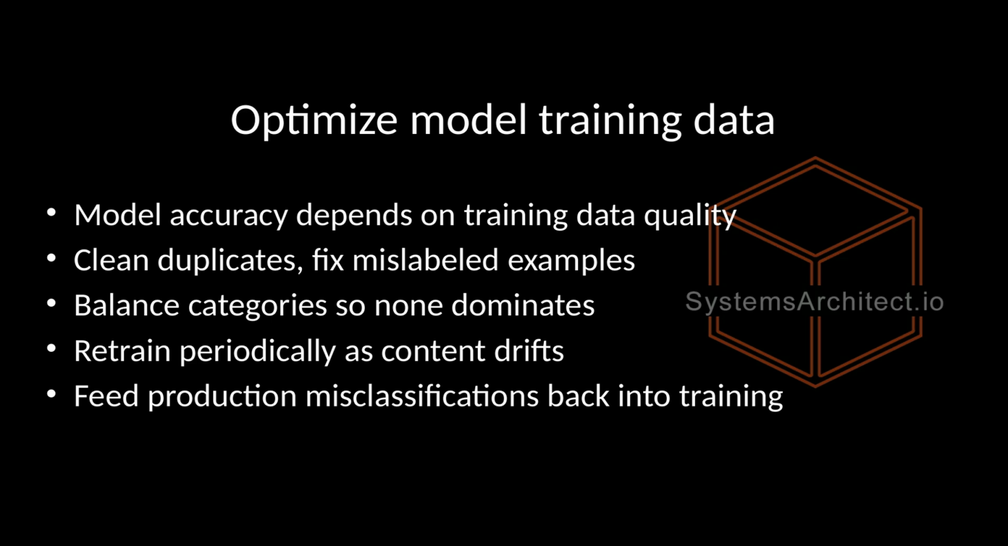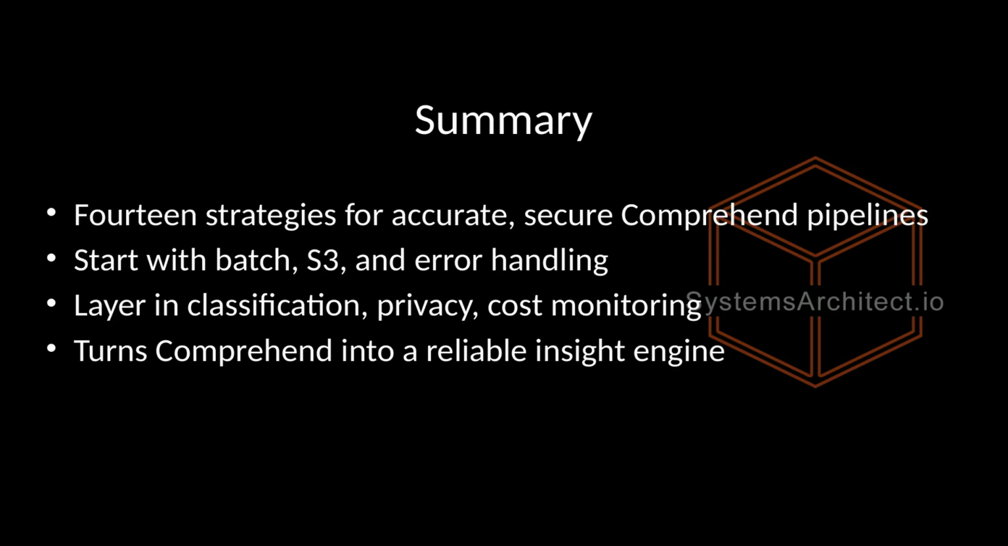To wrap up, these 14 strategies give you a practical framework for building Amazon Comprehend pipelines that are accurate, secure, and cost-efficient at any scale. Start with the fundamentals of batch processing, S3 integration, and solid error handling. Then layer in custom classification, privacy controls, and cost monitoring as your needs grow. Getting these pieces right turns Comprehend into a reliable engine for real value from the text your organization already has.